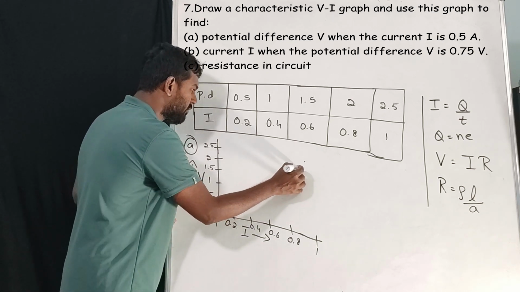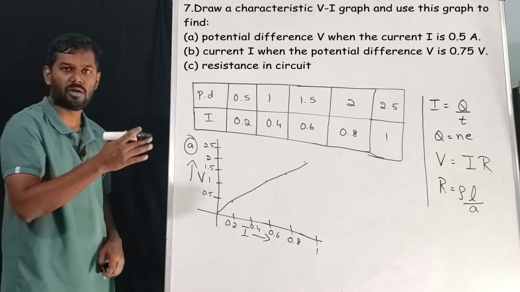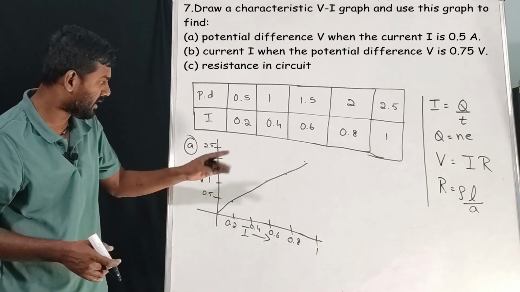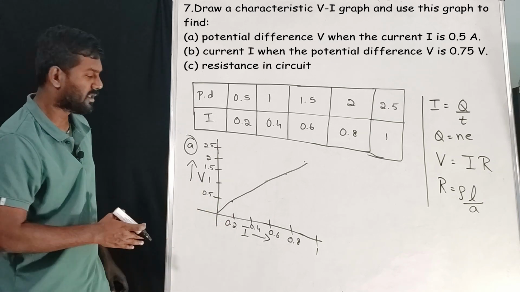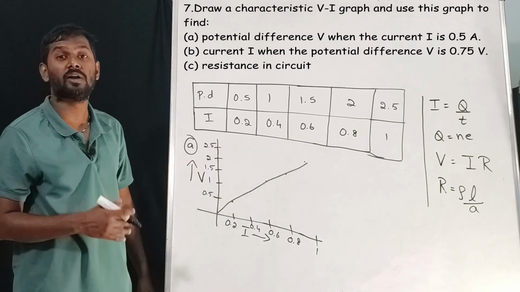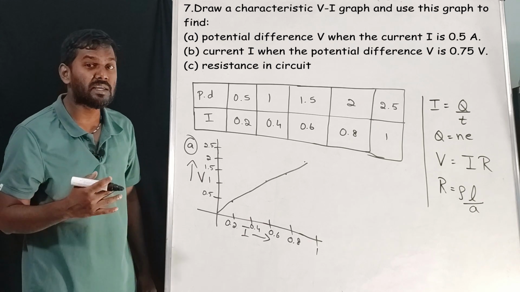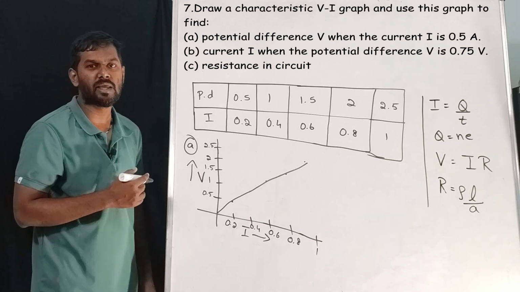I have not taken the scale, that's why I'm not getting a straight line. If you take the scale and proper measurement, you will definitely get a straight line. These kinds of graphs are called linear graphs. Linear graphs. What do you mean by linear graph?